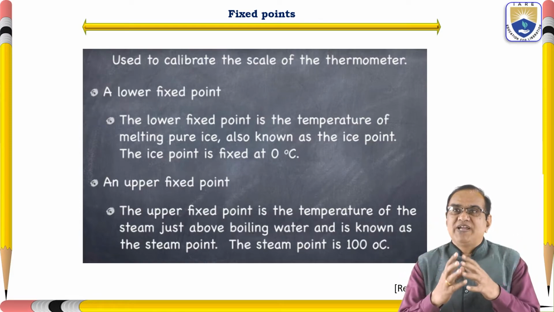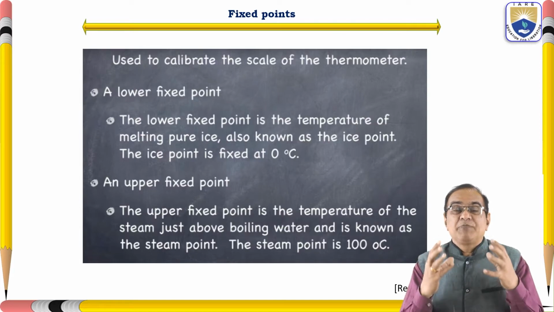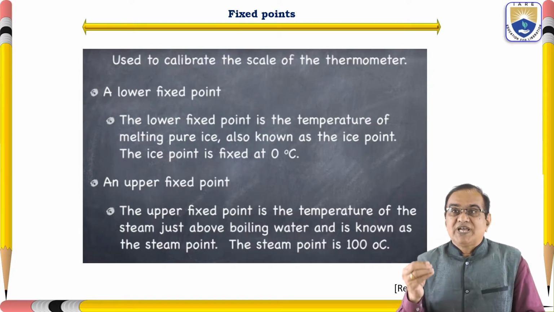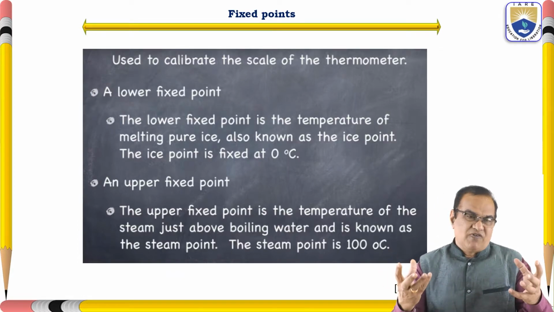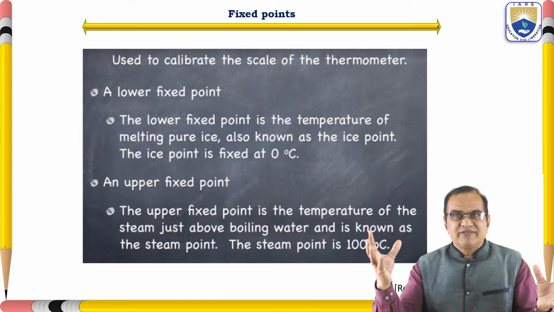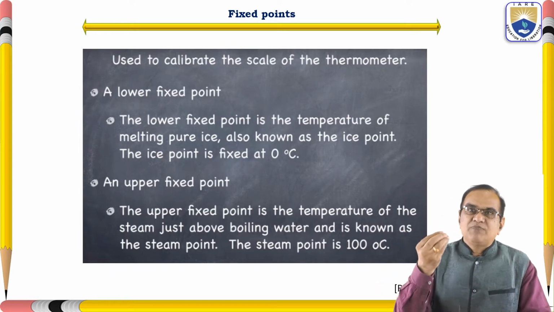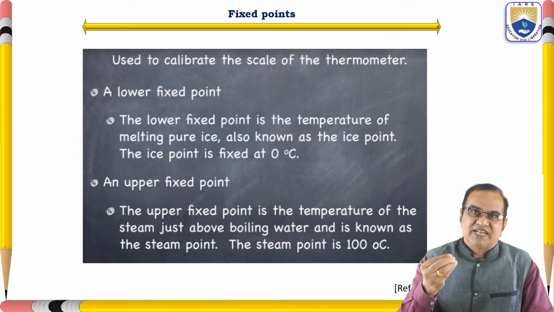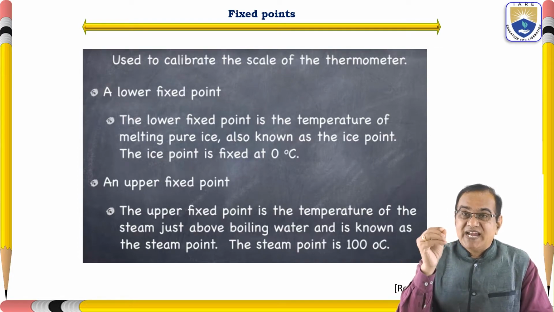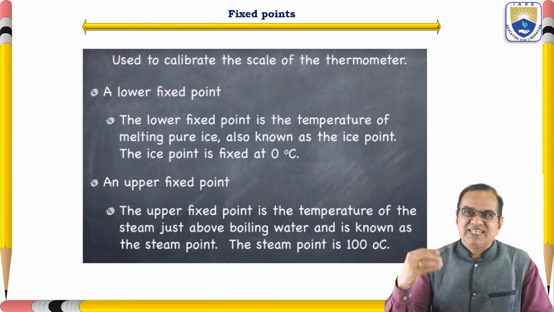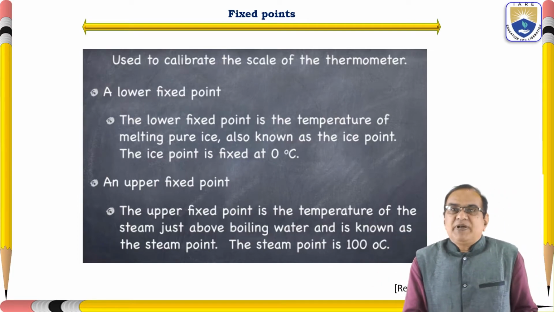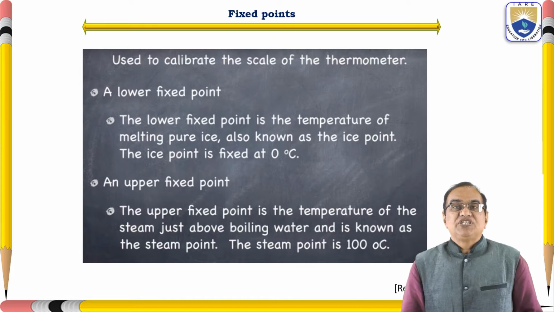The lower fixed point is the temperature of melting pure ice, also known as the ice point. The ice point is fixed at 0 degree centigrade. So for a centigrade scale, 0 to 100, we fix the melting point of ice as 0 degree centigrade. And the upper fixed point, actually it is 99.6, but we say it is 100 degree centigrade. The upper fixed point is the temperature of the steam just above boiling water and is known as the steam point. The steam point is 100 degree centigrade.